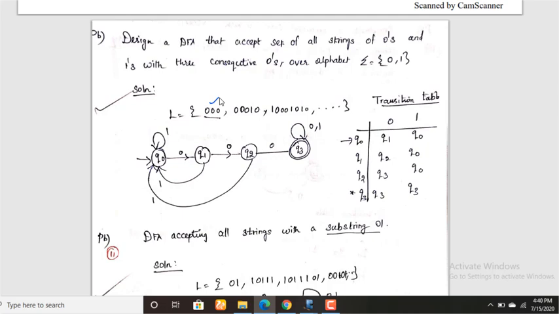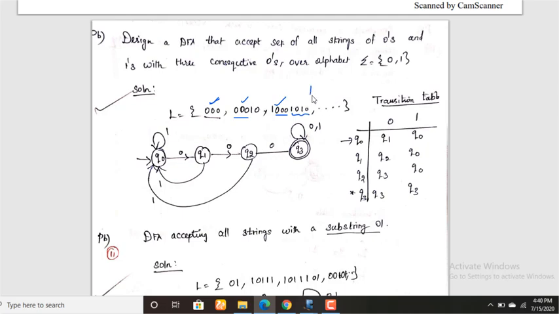But the string contains at least one continuous appearance of 3 continuous zeros. So this string is acceptable, as it has 3 consecutive zeros. After that it can be any possible combination of 1 and 0. So it is also possible.